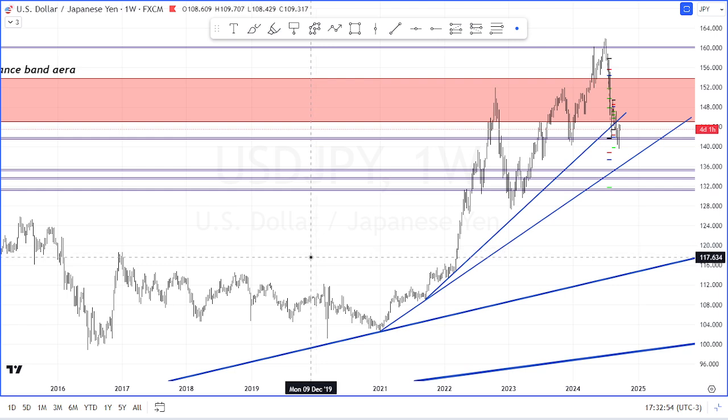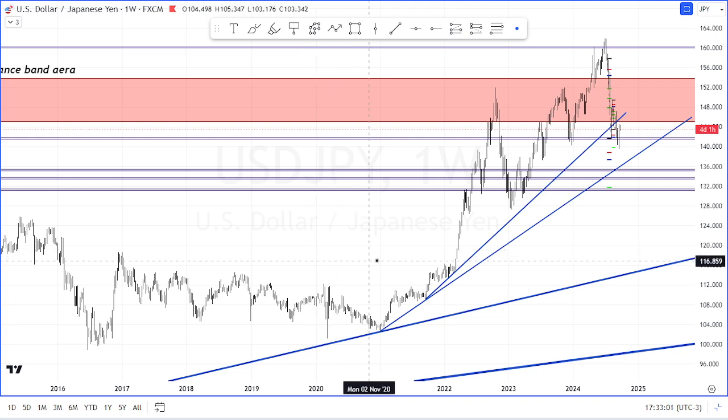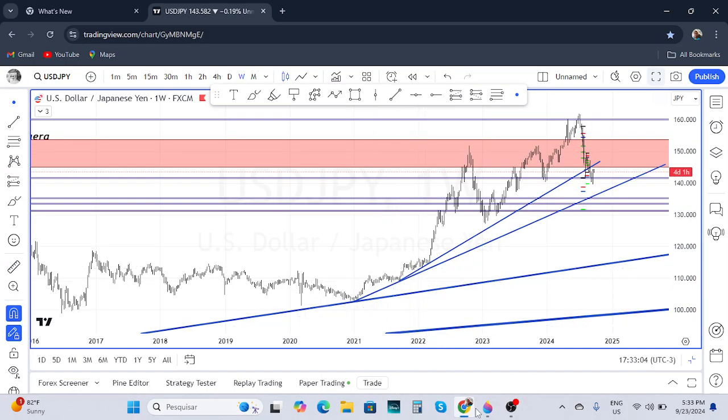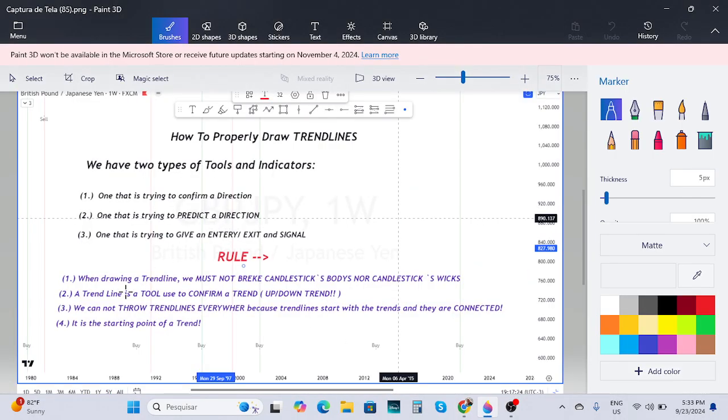That is what the trend line is telling you to do. The trend line is to confirm the trend for you. It's confirming the trend direction, just like I showed you on the text right here. You can see that right here. It's trying to confirm the trend direction, and also predict a price direction, and give entry and exit signals. So that is what the trend line does for you.